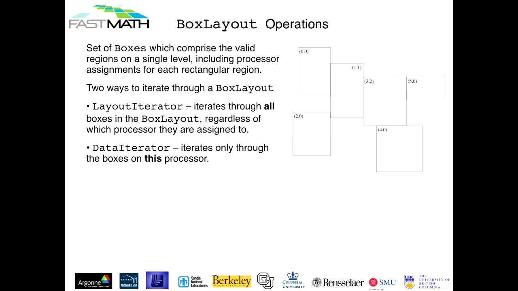Let's go to data structures. So we have two types of iterators that visit the boxes. So layout iterator will visit every box. And you use this for things like when you want to do diagnostics, how many points are there, or you want to calculate, we use layout iterator quite often inside of our codes. What application people use more is data iterator. And data iterator is an object that visits the boxes that I own.